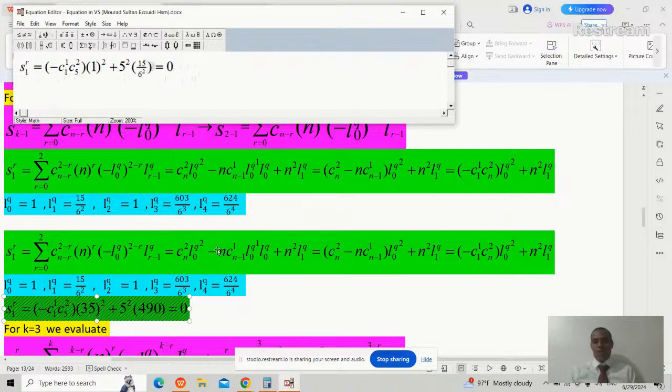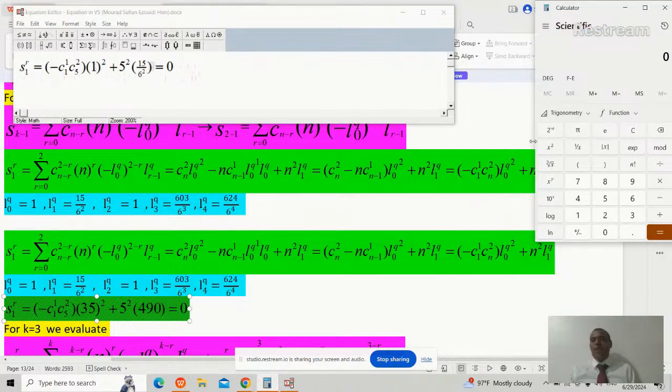I will use my own calculator. We have negative 1 times combination 5 choose 2. For 5 choose 2, we have the rows 1, 4, 6, 4, 1, and after that 1, 5, 10, 10, 5, 1. Now, learners, I can remove this one, since the power is 0, and of course this is 1.